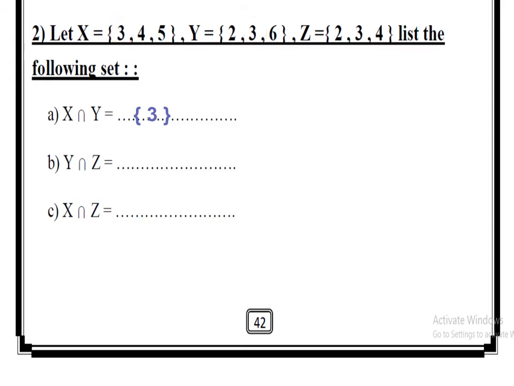Y intersecting Z, the common elements between Y and Z are 2 and 3. I'm going to represent them in a set, so the intersection between Y and Z is 2 and 3. X intersecting Z, the common elements between X and Z are 3 and 4. So the common elements between them are 3 and 4.